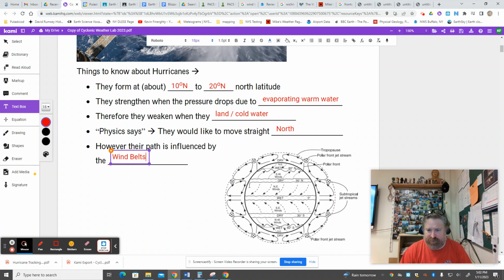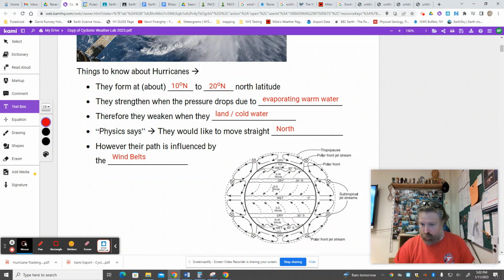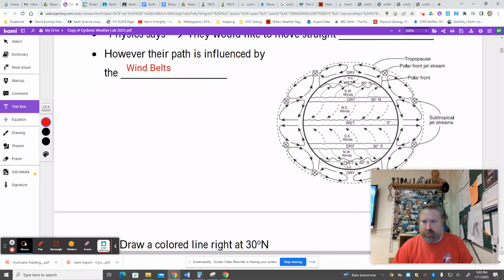And if you remember this Earth Science reference table, we've been playing with it a lot lately. What that will do is as it goes north, it's going to be stuck in this wind belt with northeast winds. And again, that means it's coming out of the northeast, right?